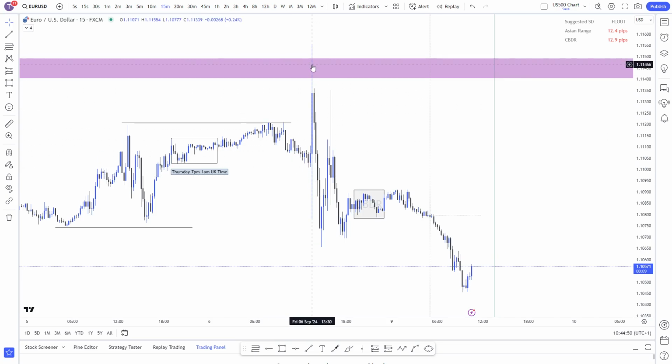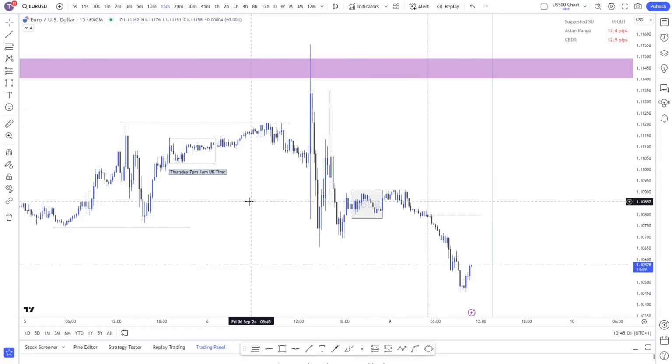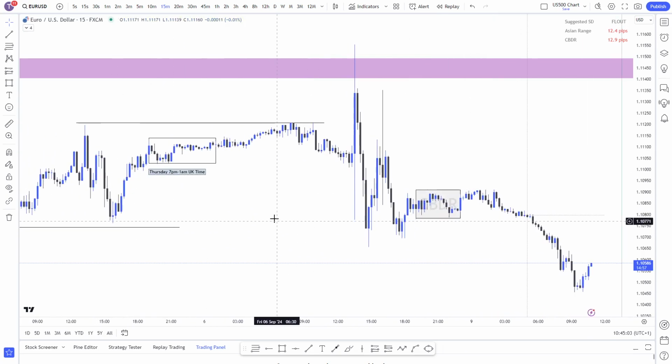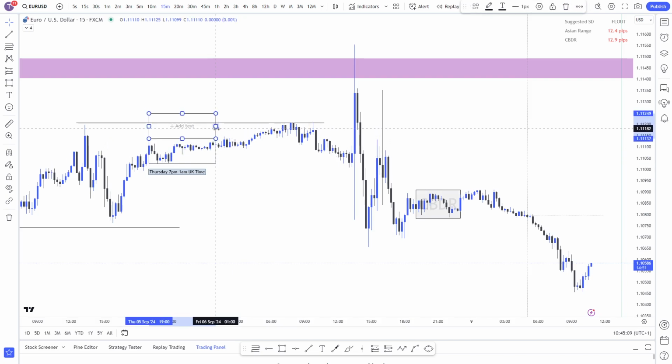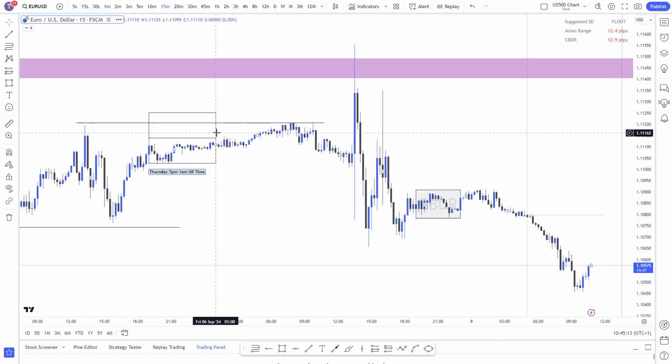So we know price went into this daily sell side imbalance. We know price sold off. How can we utilize the central bank dealers range as an extra piece of confluence that we could find something within this area? Well, now we're going to measure our standard deviation range and we're going to see exactly what happens. So all I'm doing is I'm dragging the box down and pushing it up again.